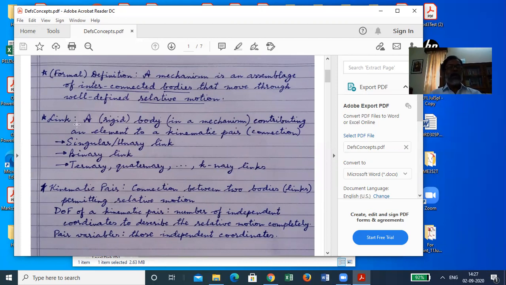Now, links. What kind of links will we have? Actually, it is based on the connections. Okay? And a link which is connected to only one other link is called a unary link. Hall and Malik also define it as a singular link. Okay.